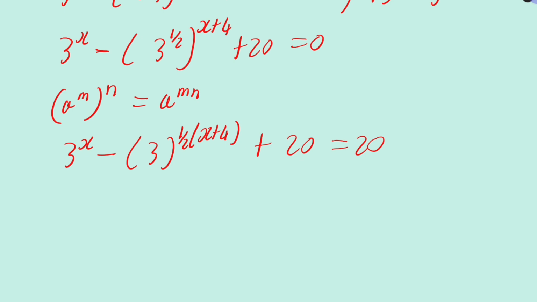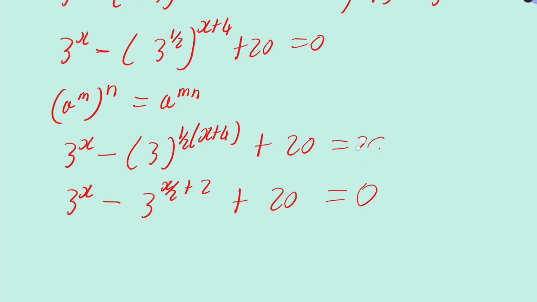Let's simplify it. If we simplify or expand, it gives us 3 to the power x minus 3 to the power x on 2 plus, half times 4 gives us 2, plus 20 is equal to 0. So from here, we're going to continue to solve it now.